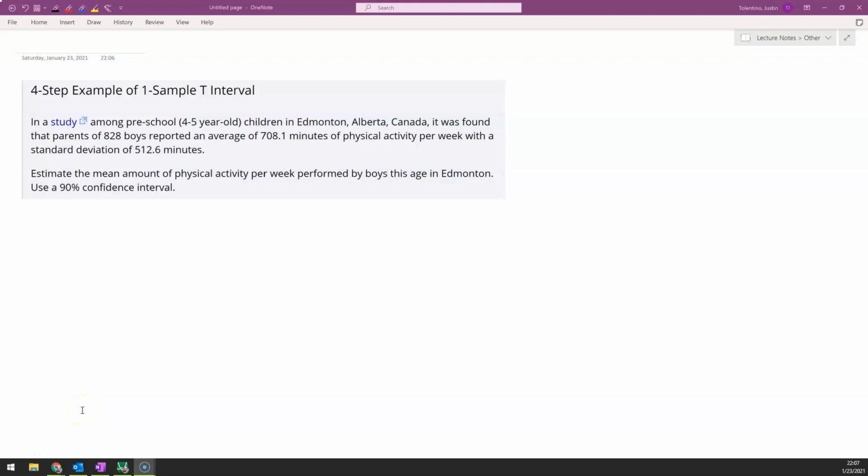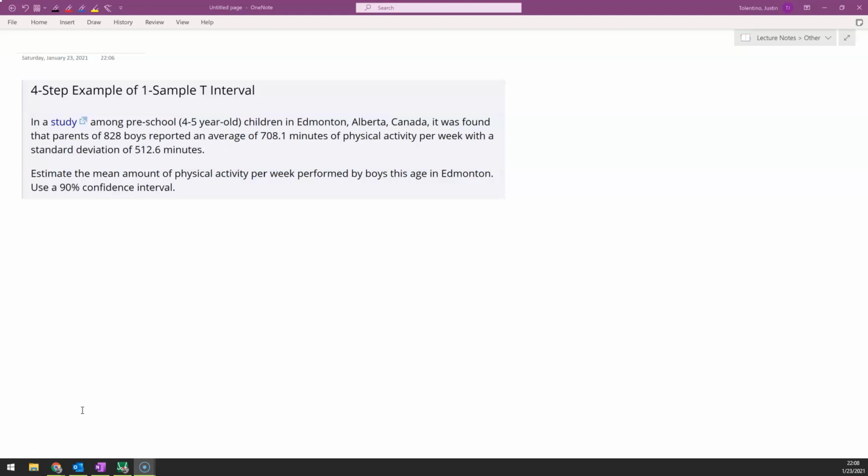In a study among preschool children in Edmonton, Alberta, it was found that parents of 828 boys reported an average of 708.1 minutes of physical activity per week with a standard deviation of 512.6 minutes. Estimate the mean amount of physical activity per week performed by boys this age in Edmonton. Use a 90% confidence interval.